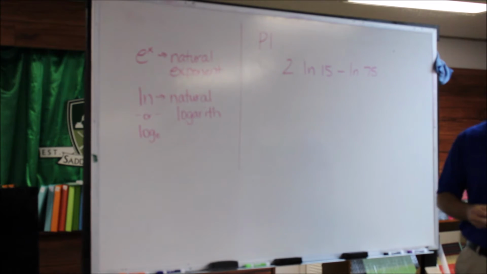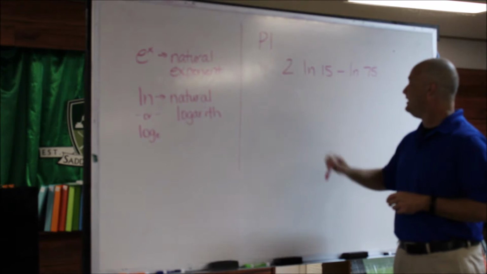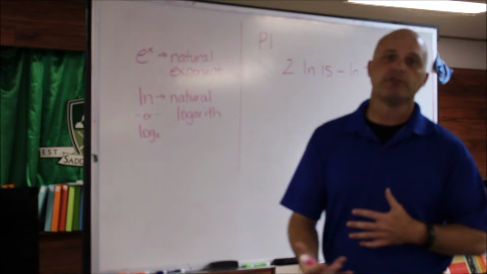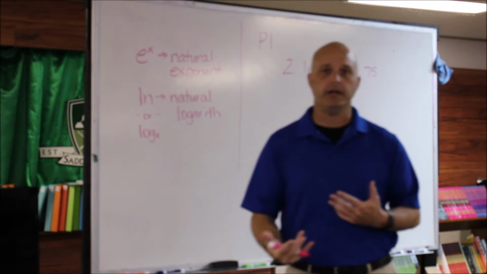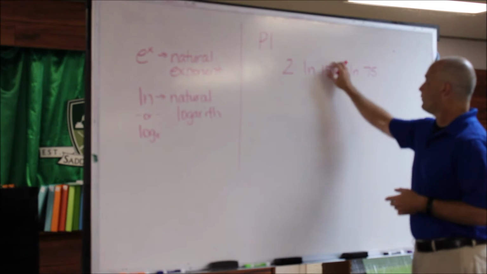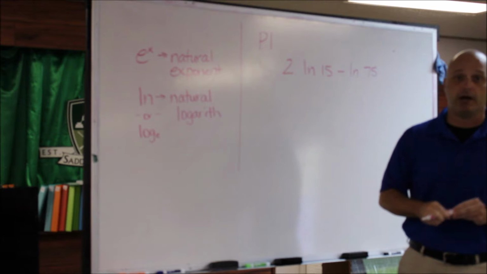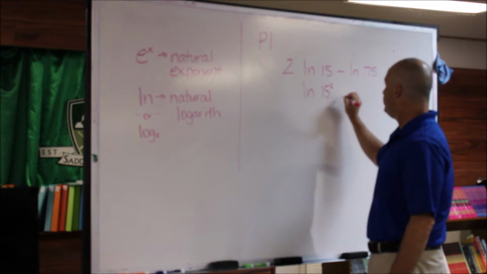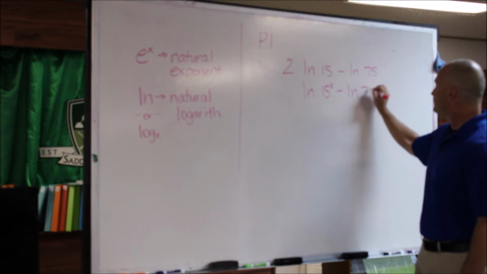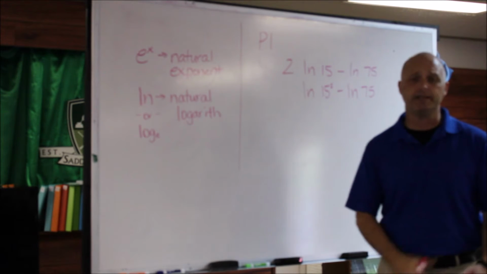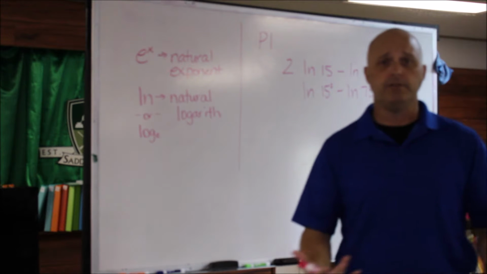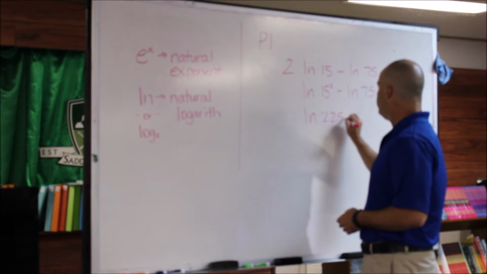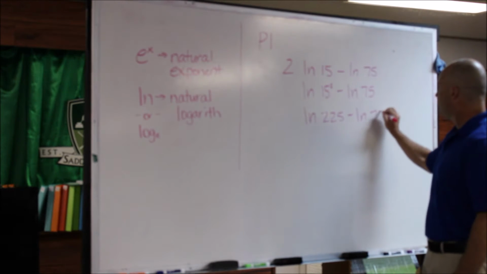We're given 2 ln of 15 minus ln of 75. So all of the same rules that we used for combining logarithms apply here. We're going to take this 2 and move it to the exponent spot on the 15. So now we've got ln of 15 squared minus ln of 75. Now let's go ahead and simplify that 15 squared. 15 squared is going to be 225. So we get ln of 225 minus ln of 75.